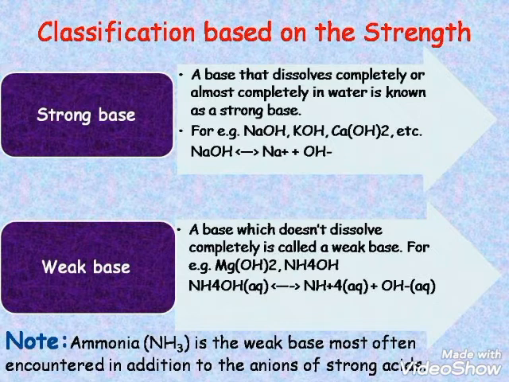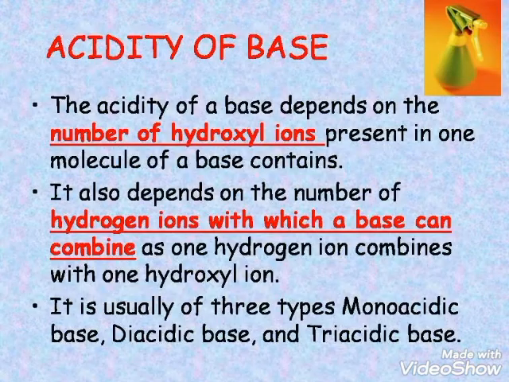A few examples of strong bases include sodium hydroxide, potassium hydroxide, calcium hydroxide, and examples of weak bases include magnesium hydroxide and ammonium hydroxide. So here ammonia is a weak base most often encountered, in addition to the other anions present in the solution.